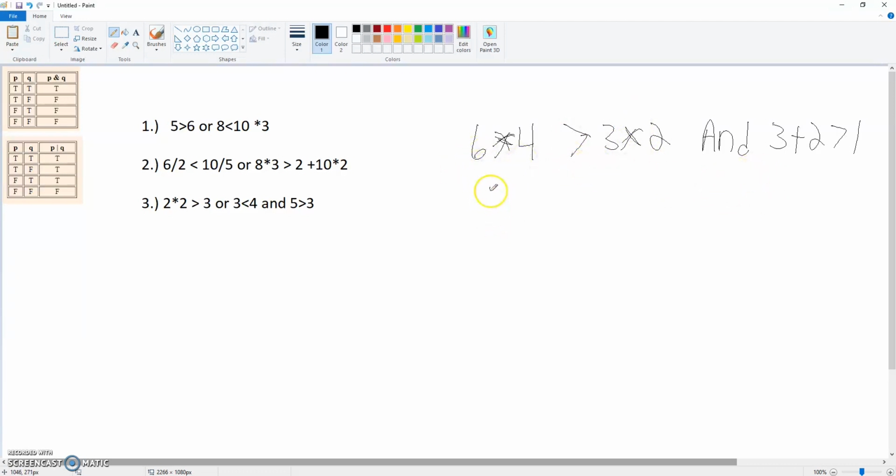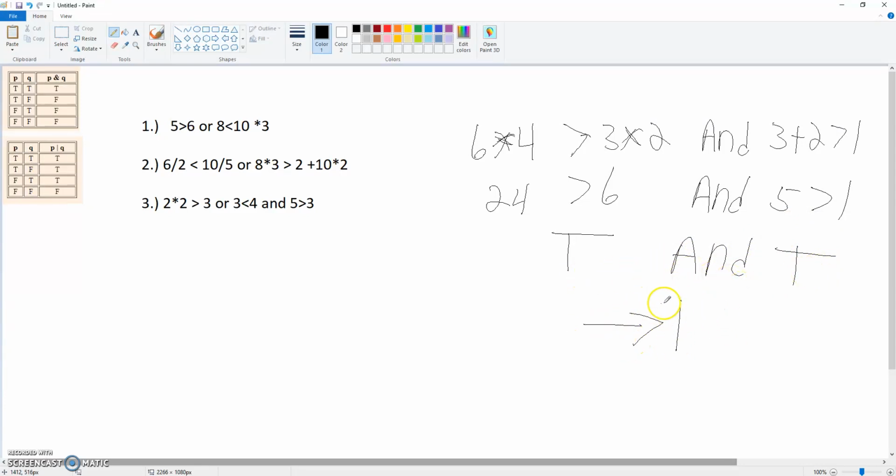So we'll do 6 times 4, so it's 24, greater than 6, and 3 plus 2 is 5 greater than 1. 24 greater than 6 is true, and 5 greater than 1 is true. So true and true yields true. Hopefully that makes sense. Okay, let's go ahead and get rid of this.